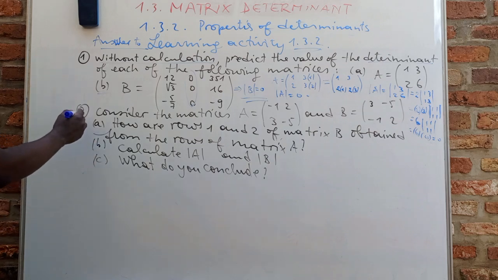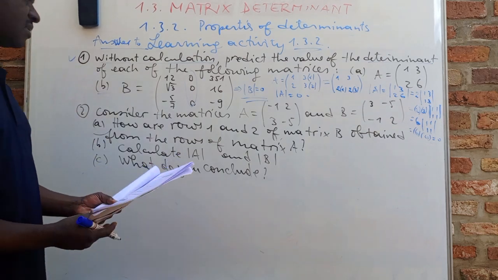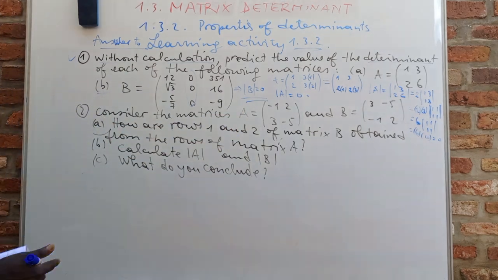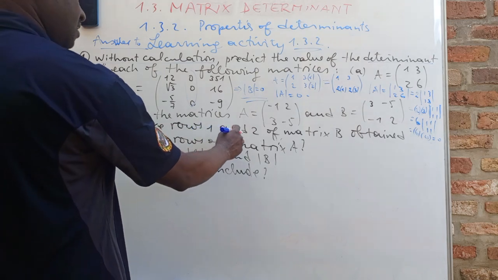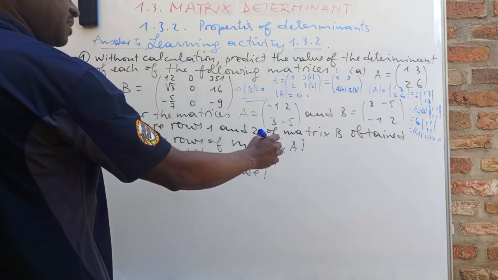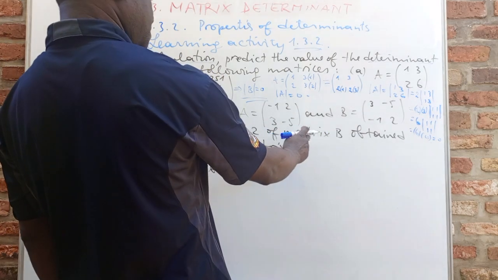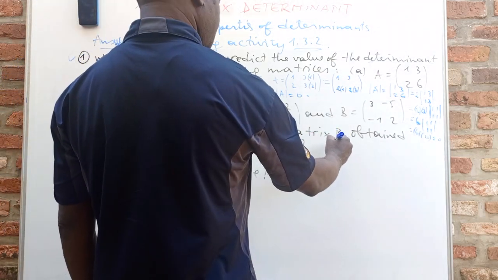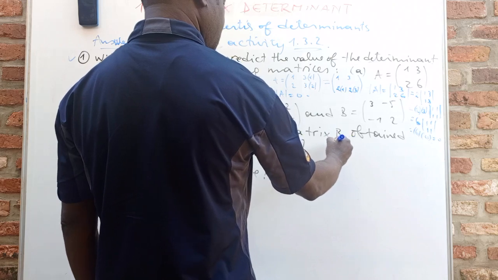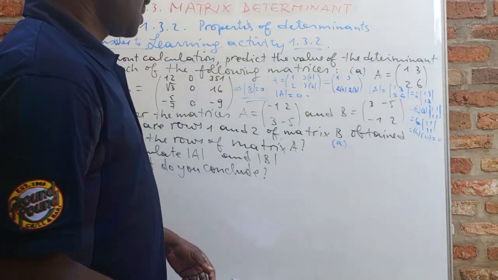So now the second question. The first question is answered. Second question: consider matrices A and B. Now, if we want to calculate A, how are rows 1 and 2 of matrix B obtained from rows of matrix A? So here, the first question, question A.